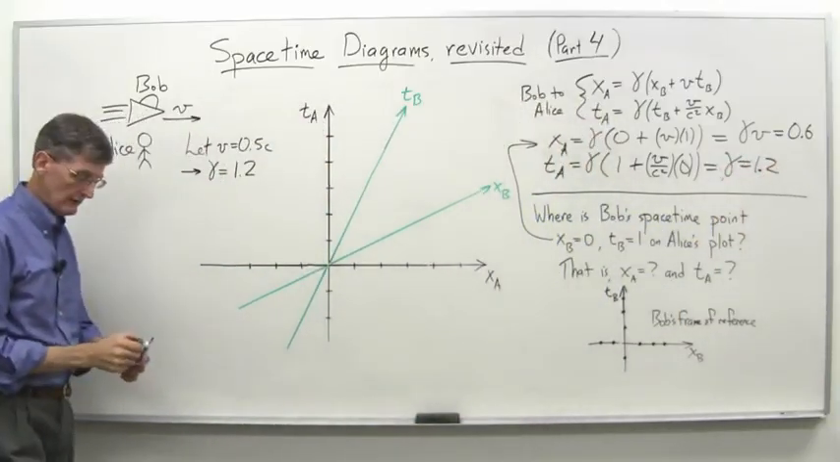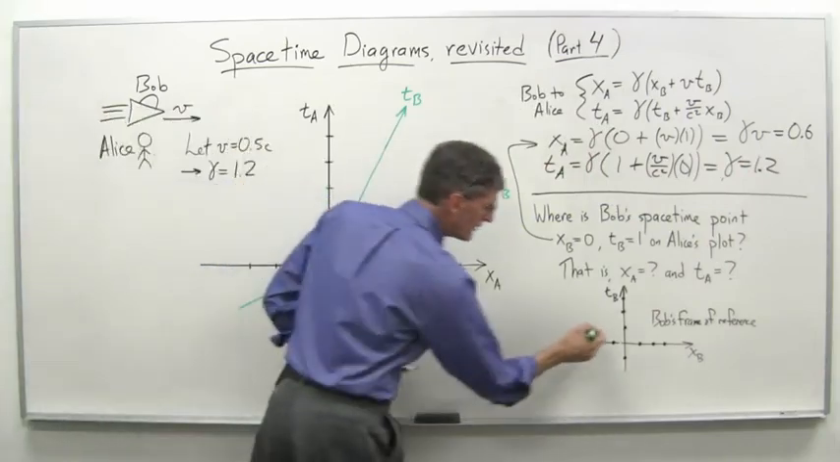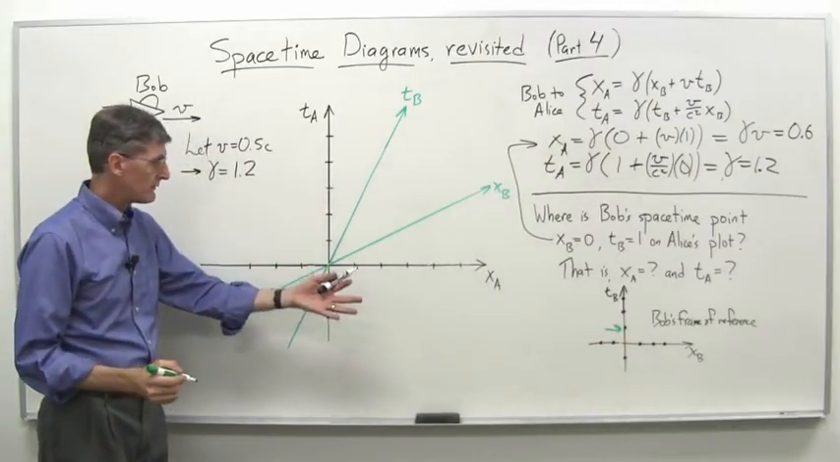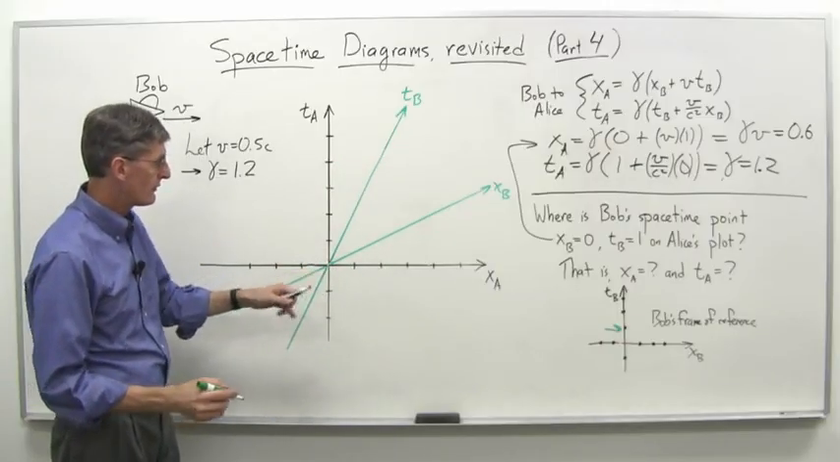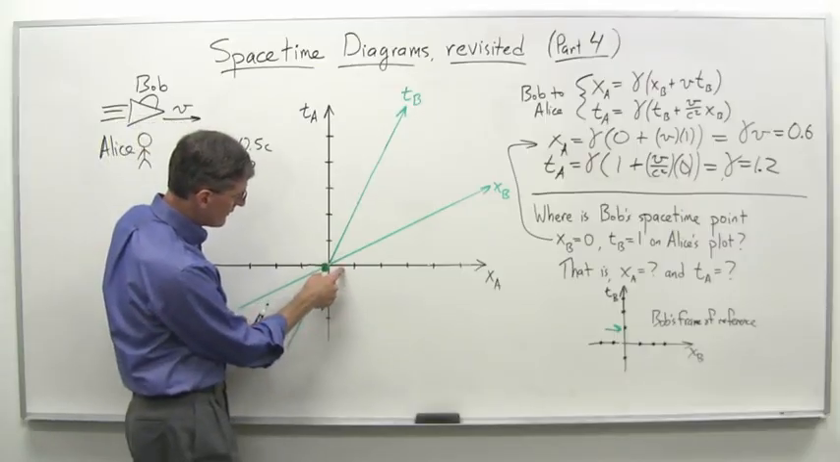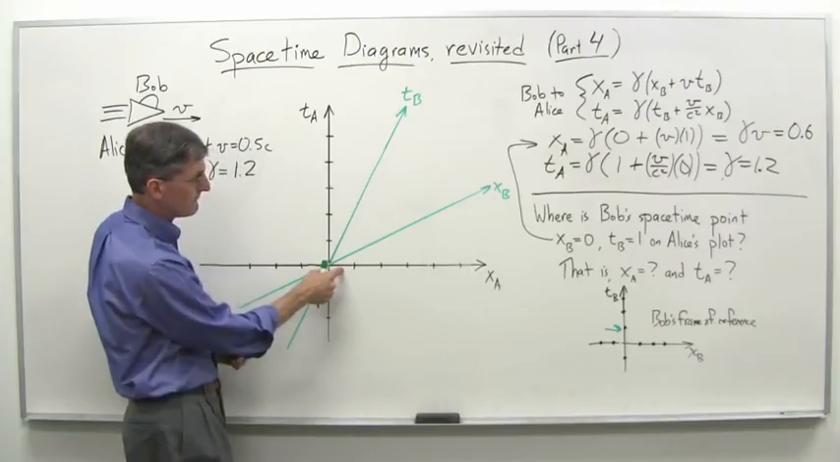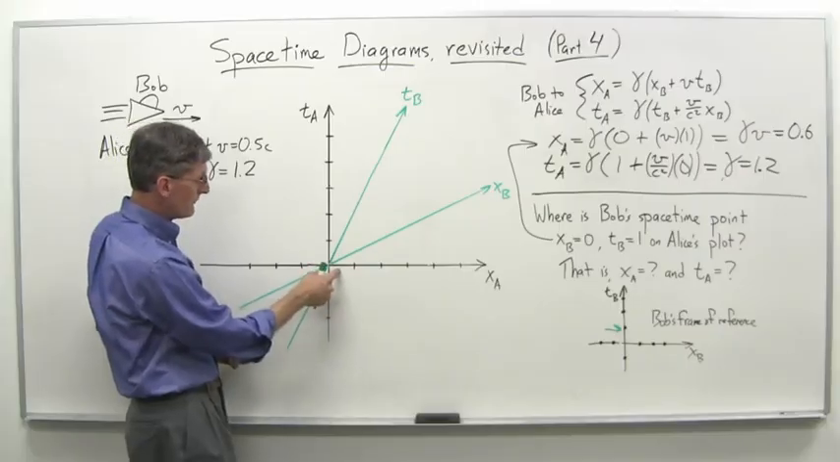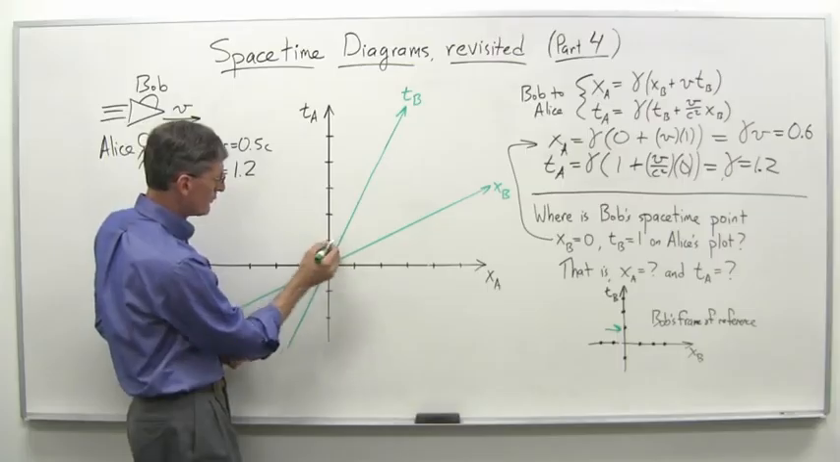Okay, so let's plot that now. We found out that this point right here, from Bob's frame of reference, when I put it on Alice's plot, is going to appear at x sub a equals 0.6. So this is 1, 2, 3, 4. So about 0.6 is about right there. And t sub a is going to have a value of 1.2. So if we move it up here, it's about right here is where it is.